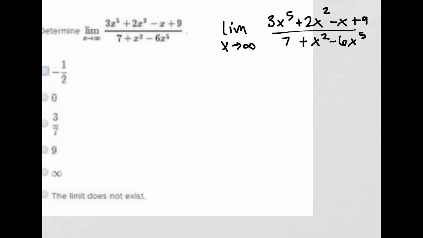Alright, I can't really tell what this is saying, so I'm just going to make some assumptions. I'm going to copy it down. So here we have a limit as x approaches infinity.